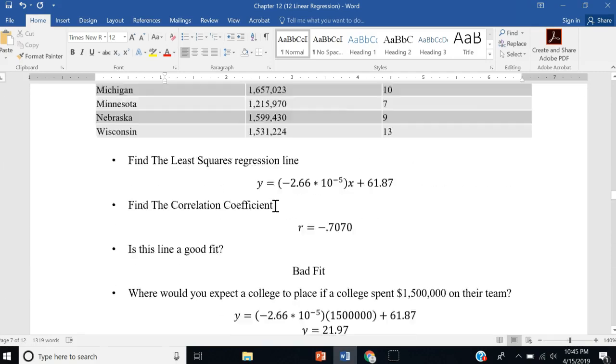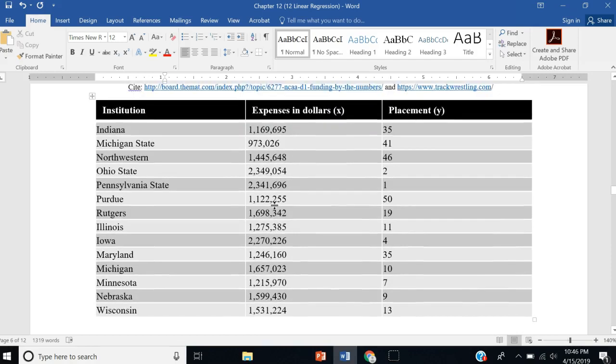So our data set was just what the Big Ten teams spent in dollars. If you don't know this, Big Ten tends to have a little bit more money than some of the smaller conferences. So if you look at, for instance, the lowest amount spent, looks like Michigan State at 973,000. And what's the highest spent? Well, the highest spent was Ohio State at 2,349,000, roughly.